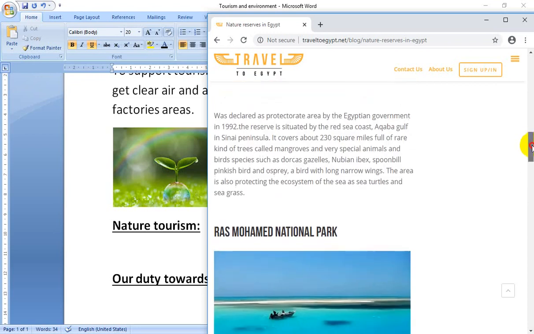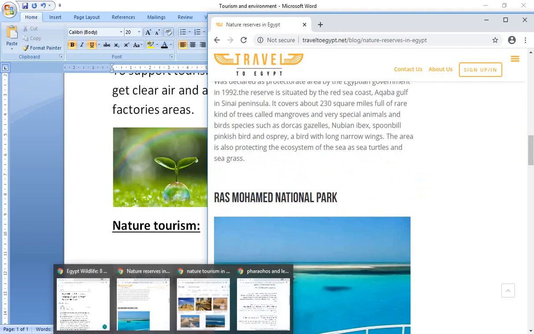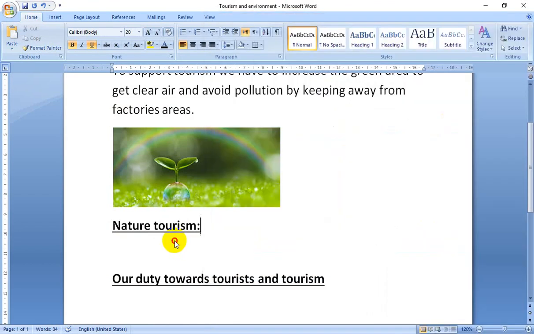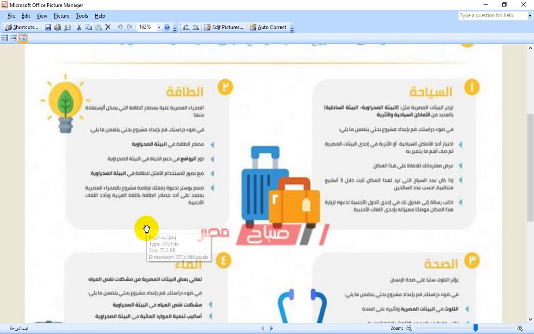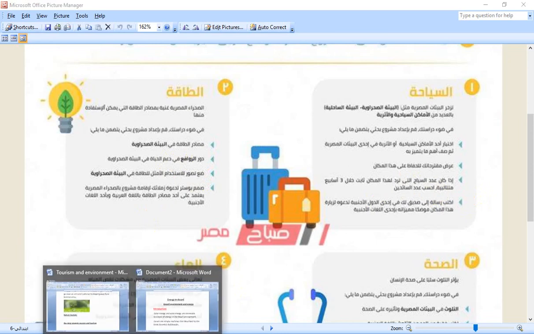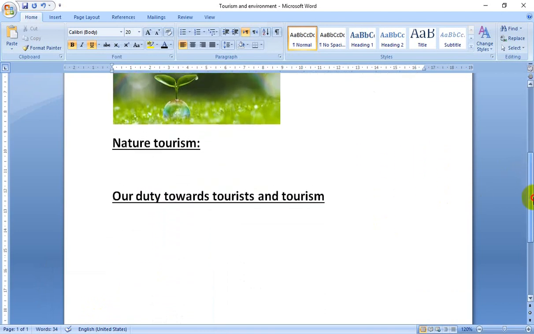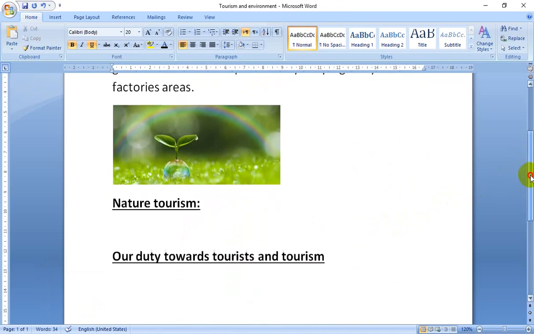Okay, you can also choose a lot of pictures from Google. You can write as you want and point images, and choose a lot of photos about tourism in Egypt. Okay, also you can write about our duty towards tourists and tourism. Okay, so this is the science part in this topic.